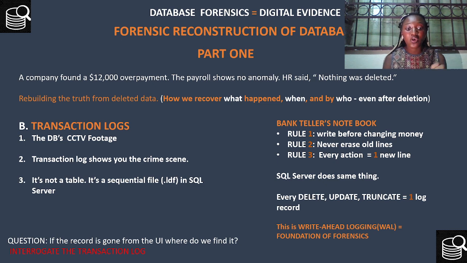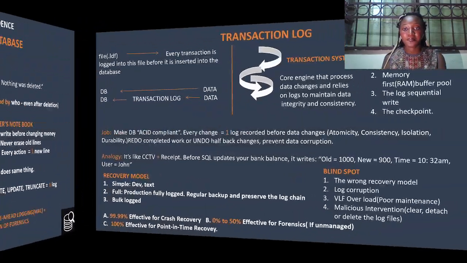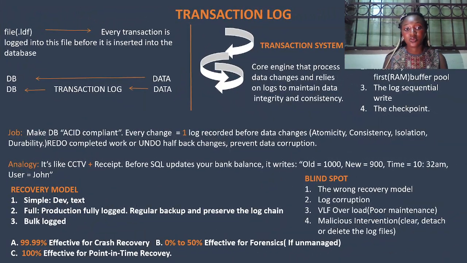So if the record is gone from the UI, where do we find it? We simply investigate the transaction log. The transaction log is an LDF file, a system inbuilt file, the CCTV footage of the database. It has the records of the data before the data is sent to the table. So see the transaction log this way.